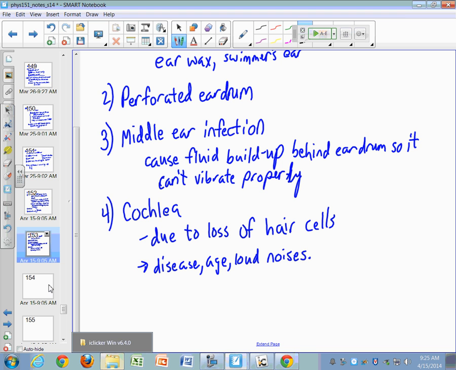And then finally, the fifth thing, you can have brain injuries. So it could be that the ear is still working just fine, and it's actually transmitting a signal to the brain. The brain just isn't processing it.